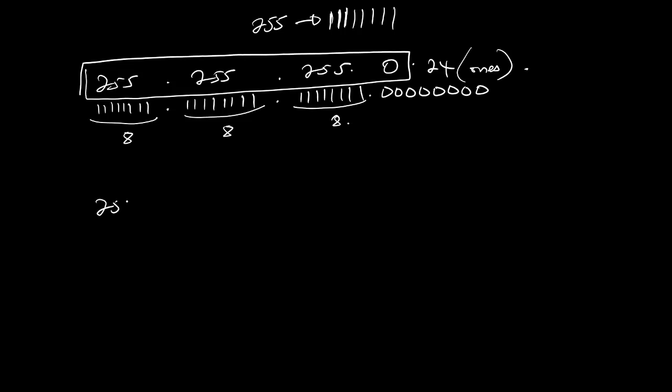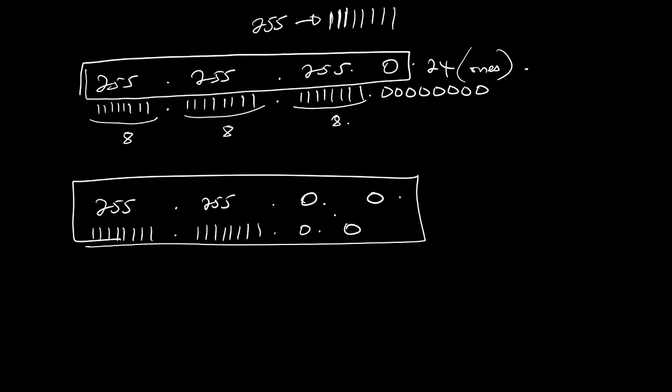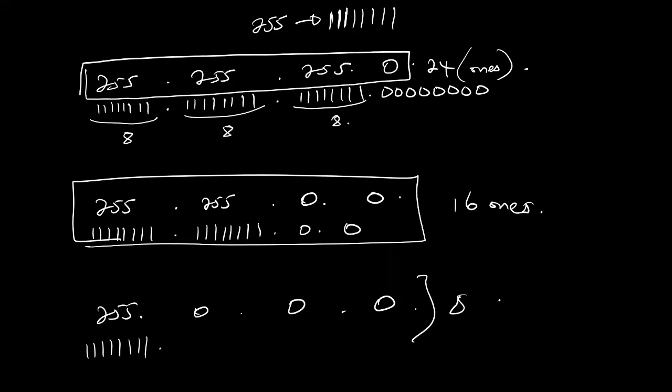If we have a subnet mask such as 255.255.0.0, this is 1, 2, 3, 4, 5, 6, 7, 8, dot 1, 2, 3, 4, 5, 6, 7, 8. How many ones are those? 16. This is a subnet mask that has 16 ones. If we have a subnet mask 255.0.0.0, we can know that this subnet mask has how many ones? 8 ones. Perfect.